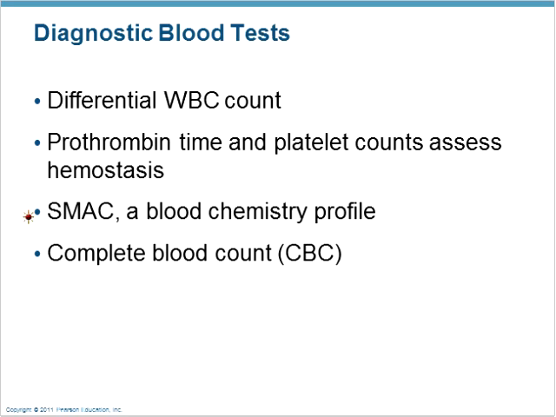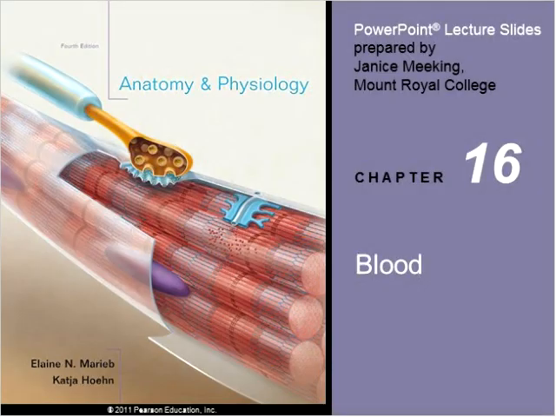We can do a SMAC, which is a blood chemistry profile that checks all the electrolytes and other things in the blood. And we can do a complete blood count, which measures our number of blood cells, measures our hemoglobin in the blood, measures our hematocrit, as we talked about before, and lots of other things. So we've talked a lot about the blood in Chapter 16.